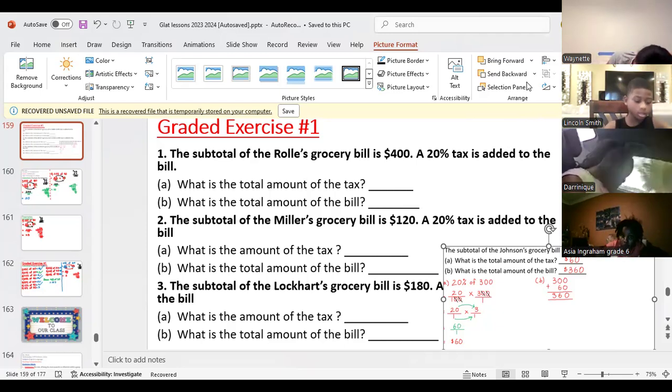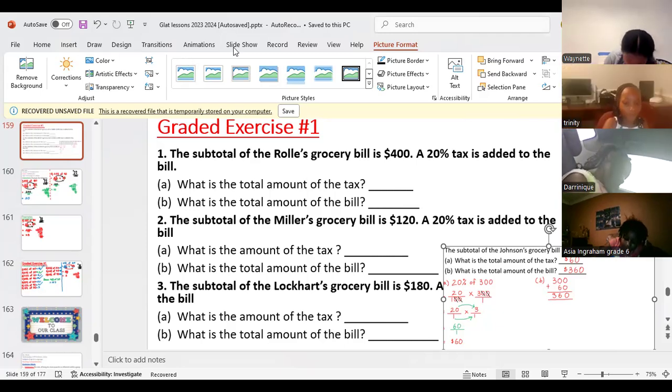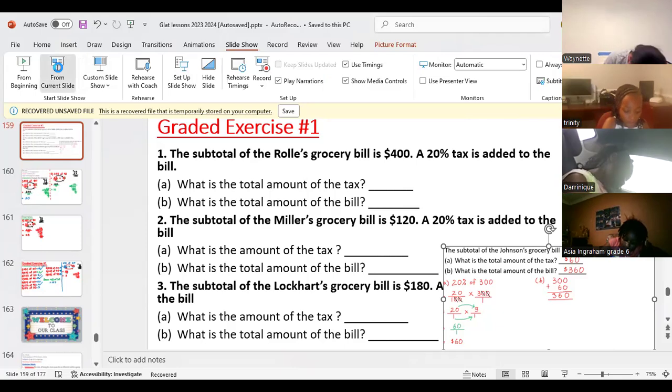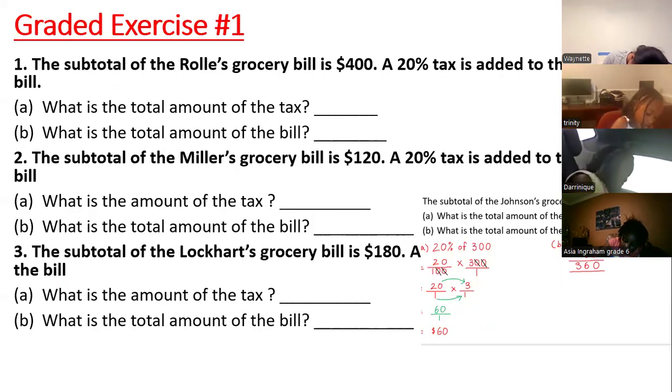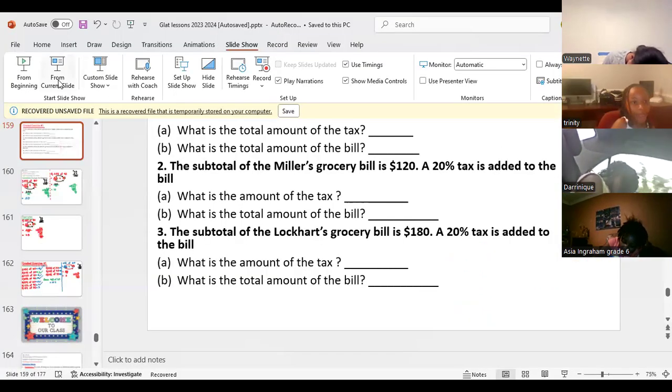$80. What did you get for number 1B? Excuse me, Mr. Petit, one second. What did you get? 480. 480, okay. Herman, so how did you get 35?